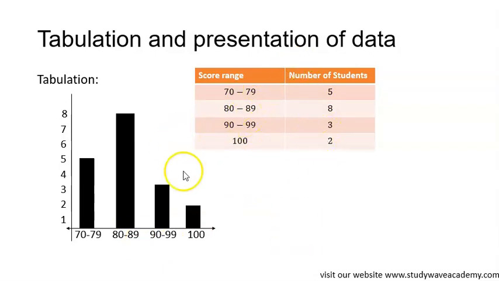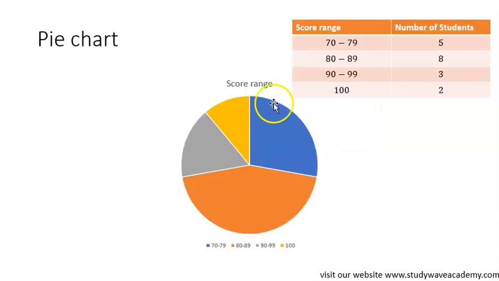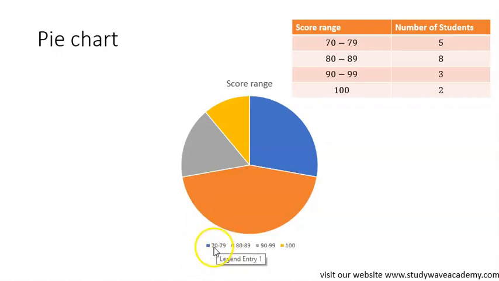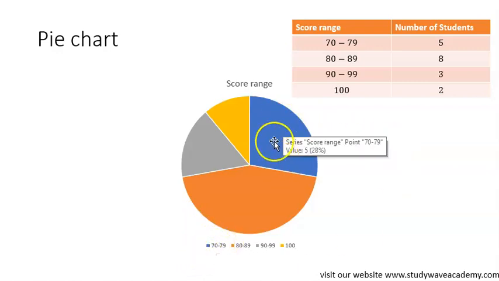Okay? You can also represent this data which you have collected in a pie chart. This is what we call a pie chart. Okay? This is the score range. 70 to 79 is 5. 70 to 79 here is the blue, so it's here.